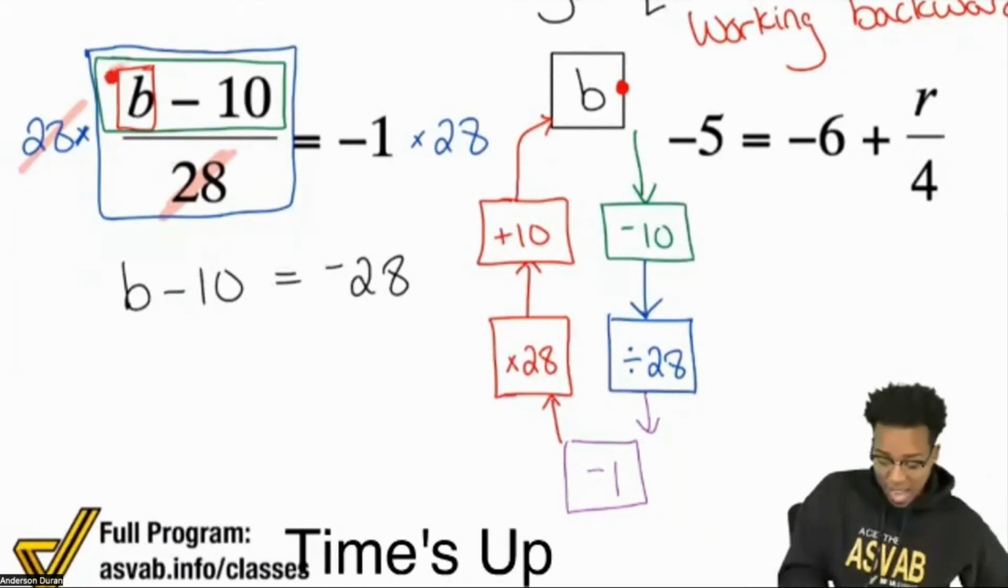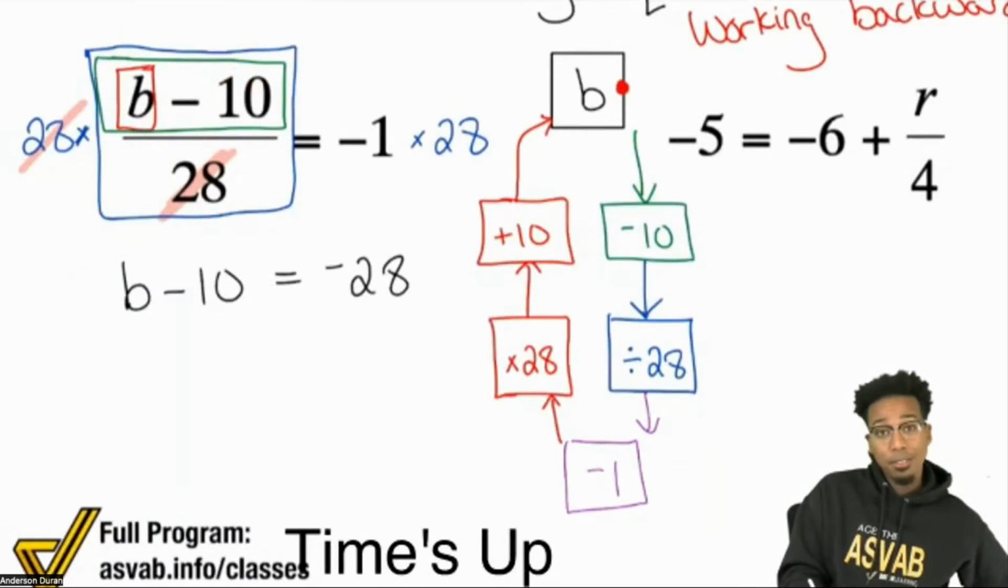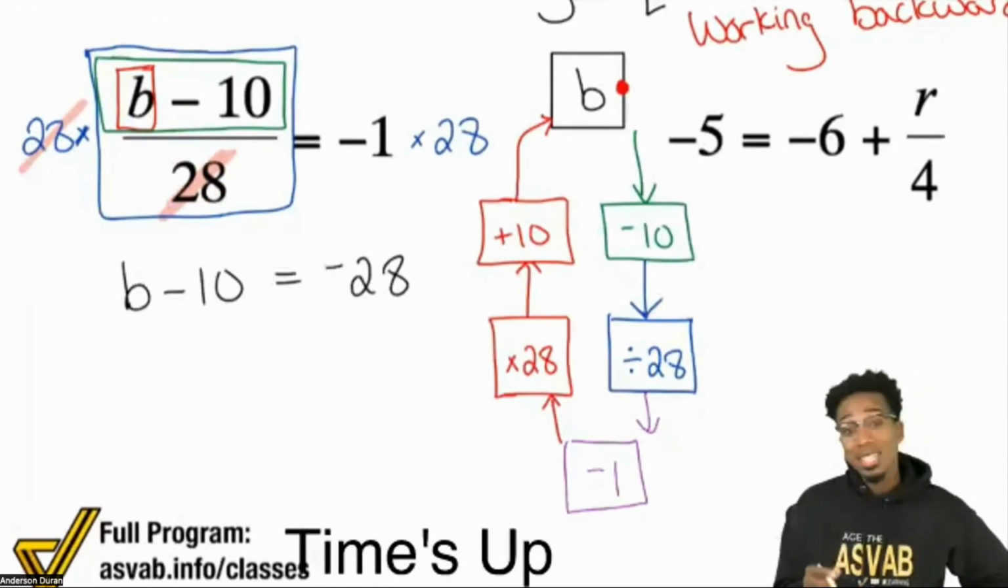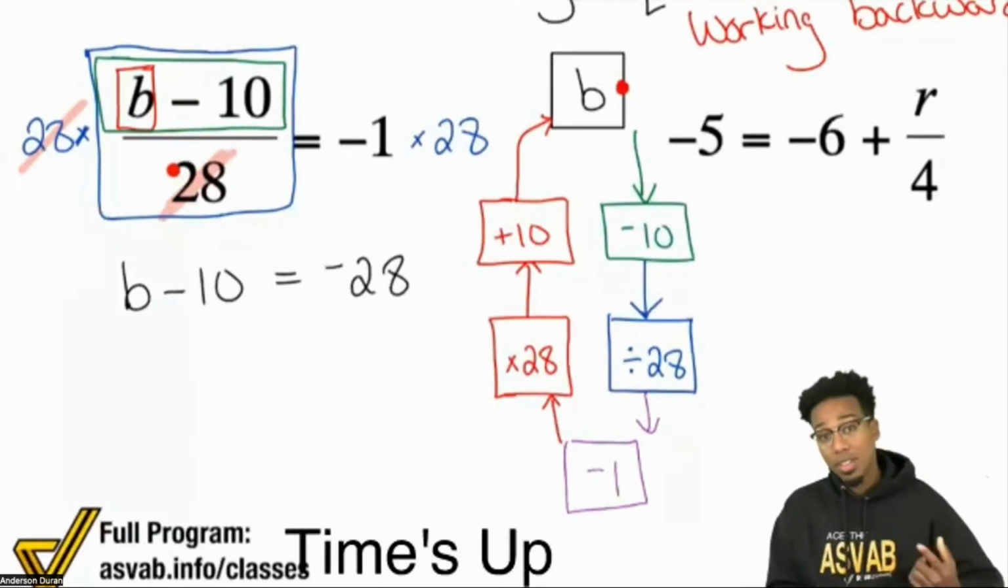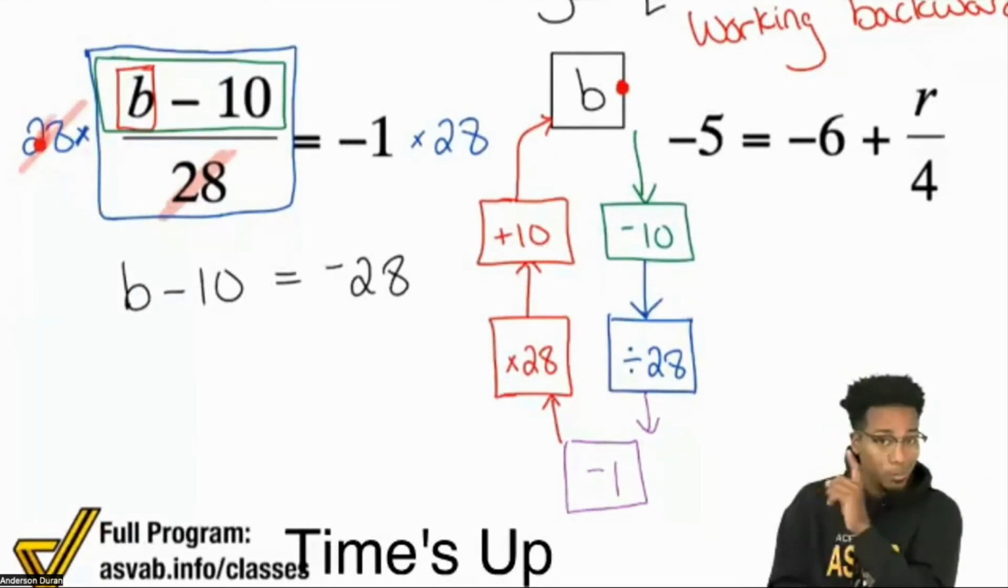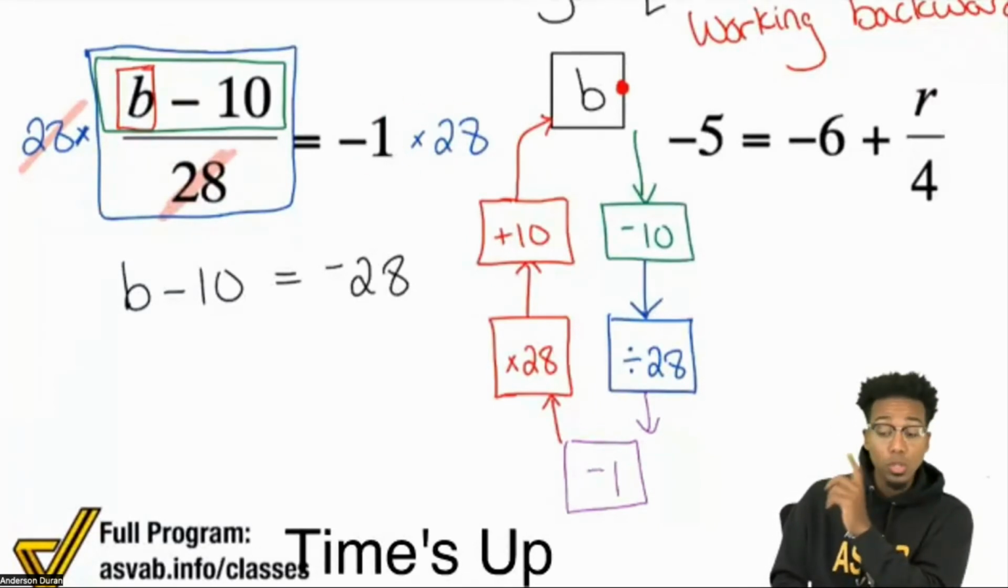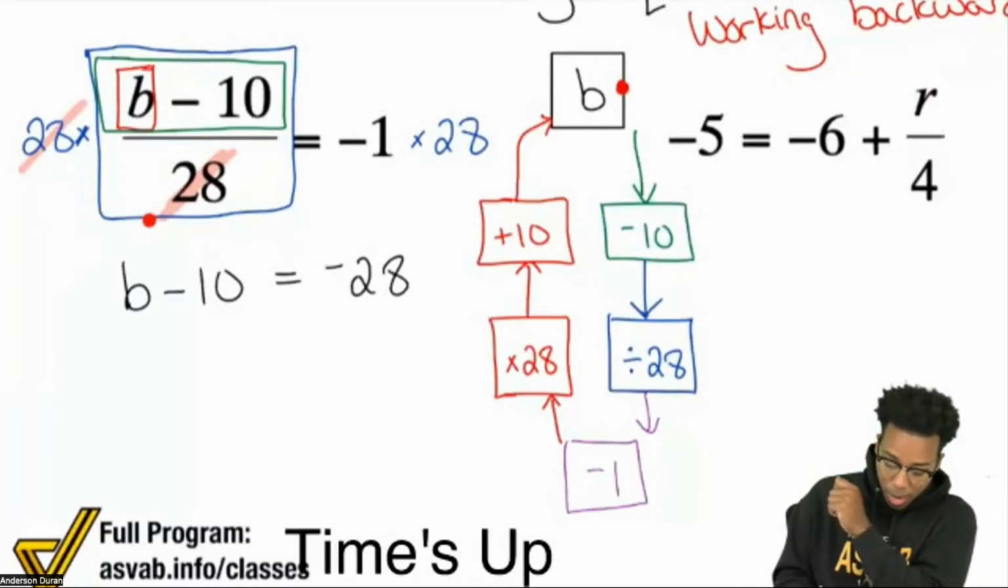So you have the entire top divided by 28. Before you can get to the 10, you got to get rid of that denominator. You got to get rid of that 28. And what you need to understand is that a fraction means division. This is dividing 28. So to get rid of that, you got to multiply by 28. That's why we have to do that. And so once we do that, we got rid of that 28 right there.